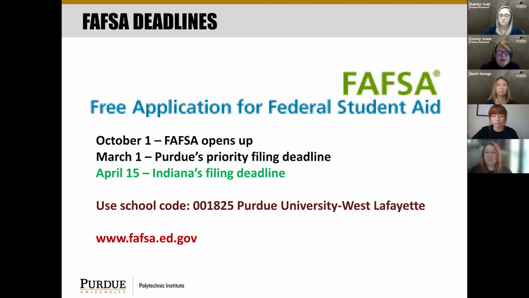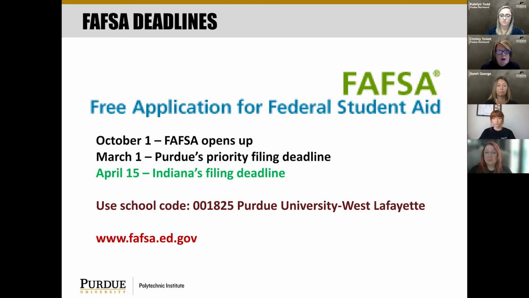We recommend that all students complete a FAFSA, which is the free application for federal student aid. Students want to complete that at the FAFSA.ed.gov website. Just like I kind of mentioned before with admissions, we do have a centralized financial aid office. So when a student completes their FAFSA, they will actually list Purdue University West Lafayette on their FAFSA, and the school code is there. The FAFSA opens up every fall for current seniors through any student in college, October 1st.